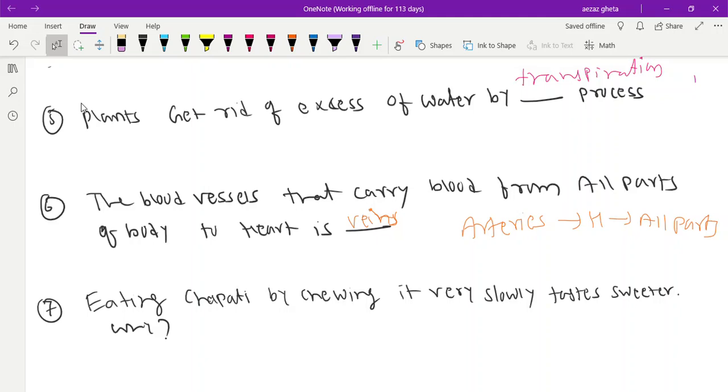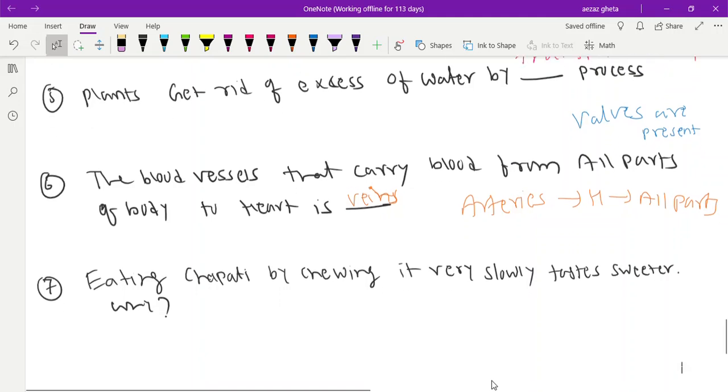Arteries carry blood from heart to all the parts and they have thick walls. Veins carry blood from all the parts to the heart. They have thin walls. But especially in veins, what is present? Valves are present in the veins, okay. But in arteries, the valves are absent. Okay, boys and girls, understood?